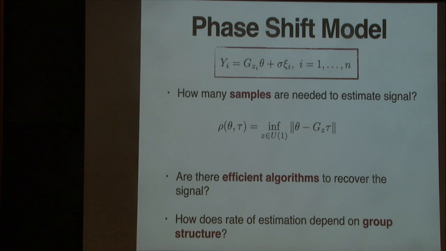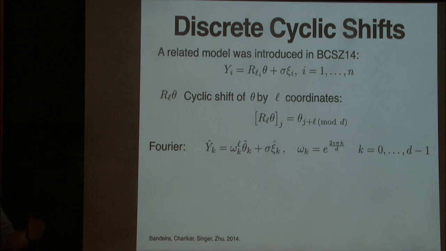Okay, so another way to view this problem. Remember, I had this continuous signal. I was shifting it on the circle, and then I was discretizing it. And Bandeira, Charikar, Singer, and Zhu in 2014 were looking at a problem that was very similar, but not quite this. Rather than first shifting and then discretizing, they were first discretizing and then shifting by some integer shift. And so this is a nice way to view this.